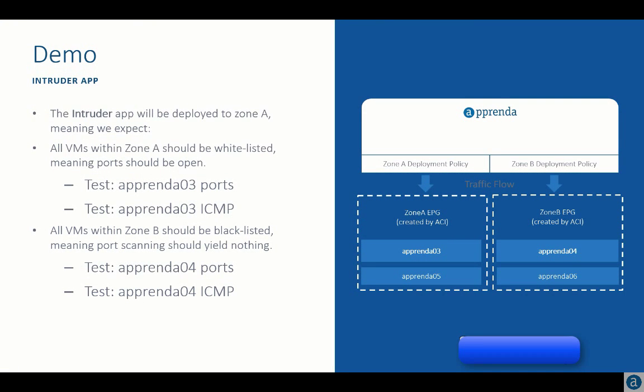Our demo today is going to consist of an application called Intruder, which does some port scanning to determine what ports are open on each of the hosts. Our environment is going to consist of 2 network zones, and we're going to be testing a server from each zone to make sure that the ports are what they should be, open or closed. Apprenda 03 is in what we call Zone A, and Apprenda 04 is what we call Zone B. Our application is going to be deployed to Zone A, so when we test, we should see that Apprenda 03 has its ports open and Apprenda 04 has its ports closed.